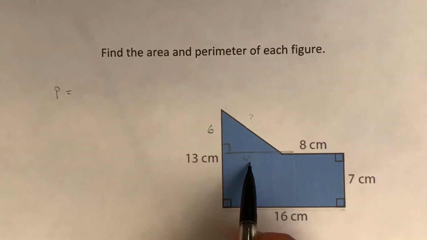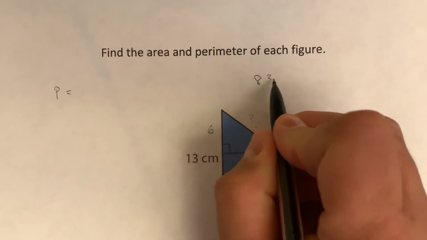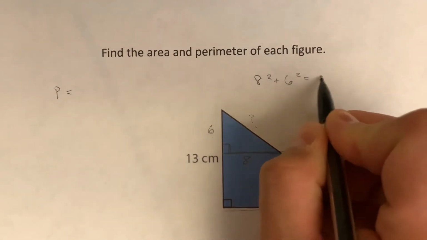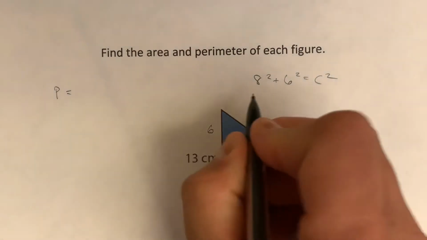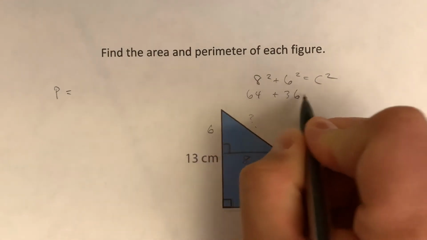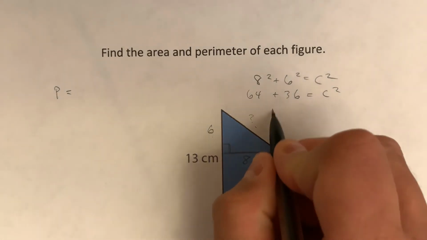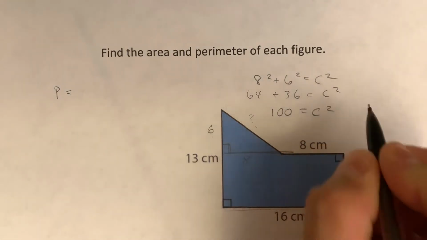So I'm going to say 8 squared plus 6 squared equals c squared. And then we can square these. So 8 squared is 64, 6 squared is 36, and then c squared. And remember, at any point in time you want, you can pause this and try it yourself and see where you're at too. That's fine. So 64 and 36 is 100 equals c squared.